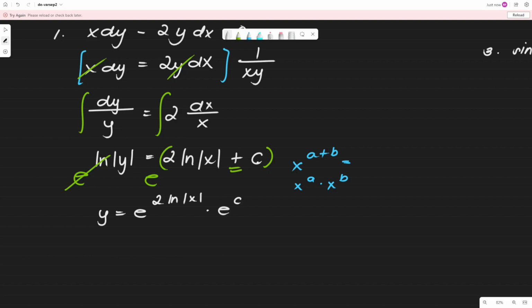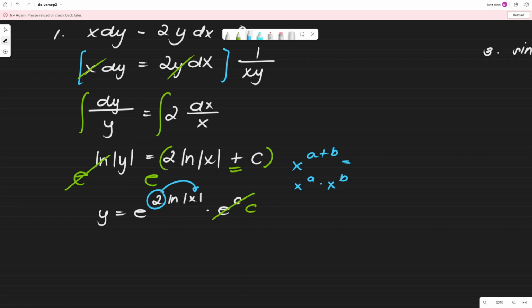Since c is an arbitrary constant and e is a constant, this will just be absorbed. E raised to c will just be equal to simply c. So tandaan nyo yun. Tapos ito naman, e raised to 2 ln x, we need to make 2 an exponent to the internal function of x.